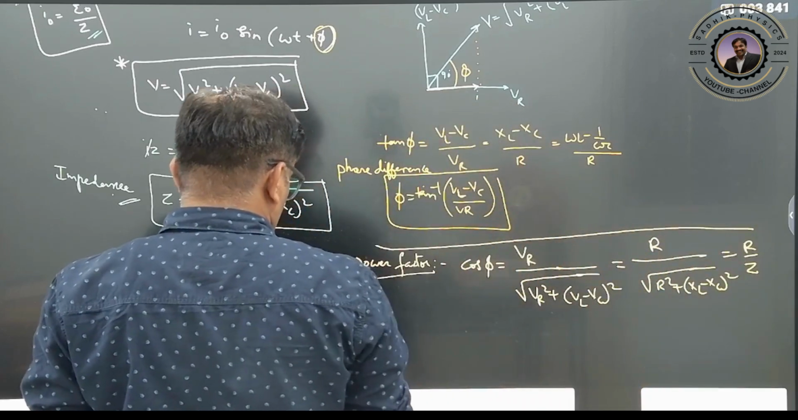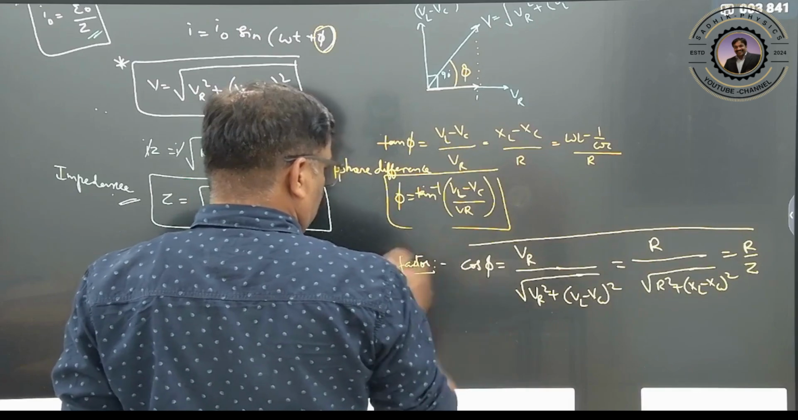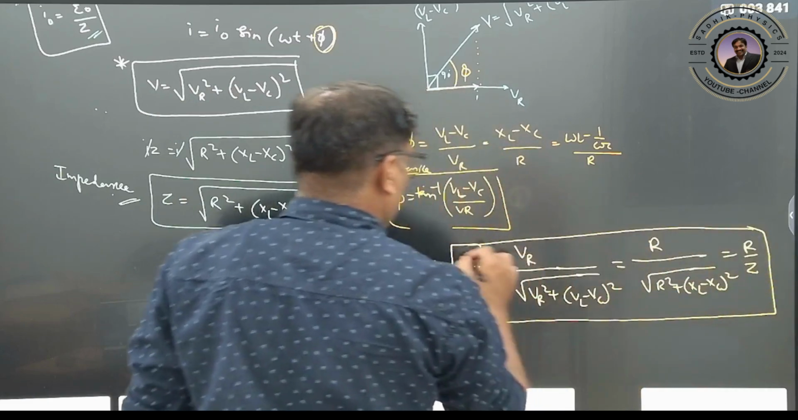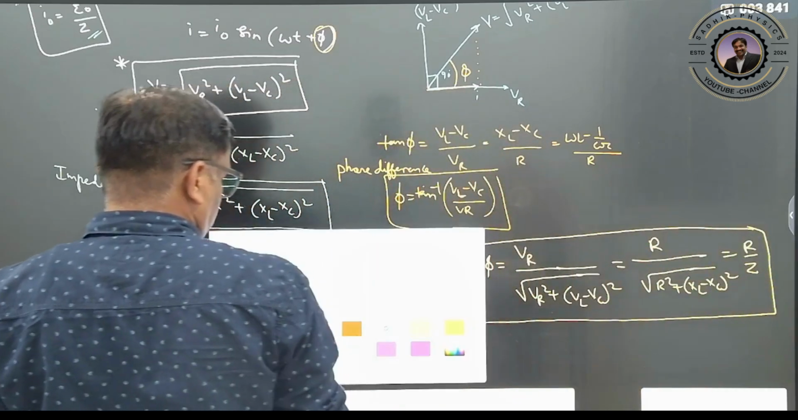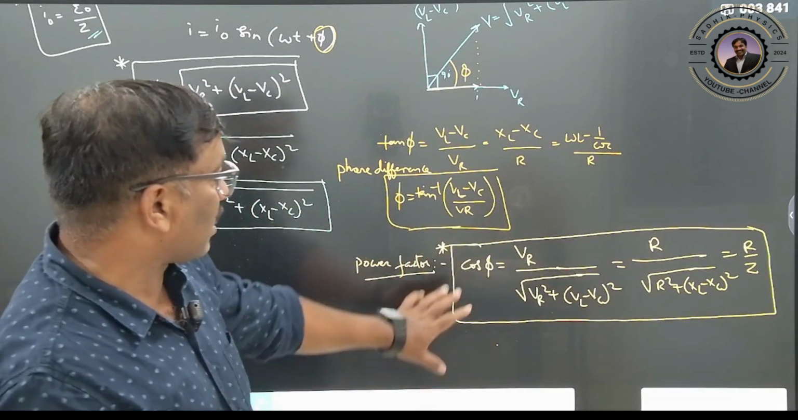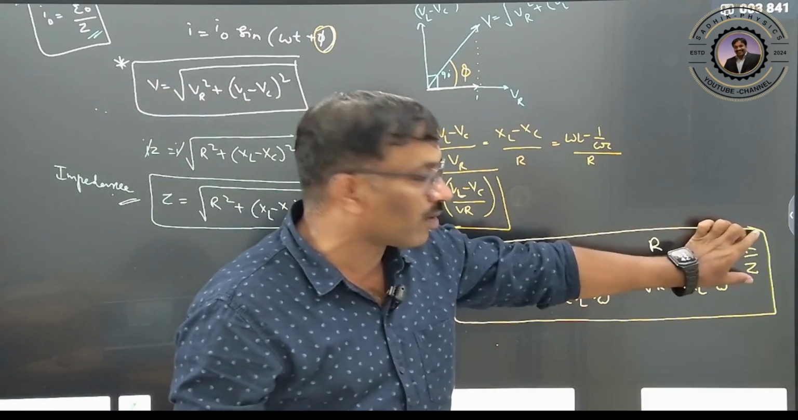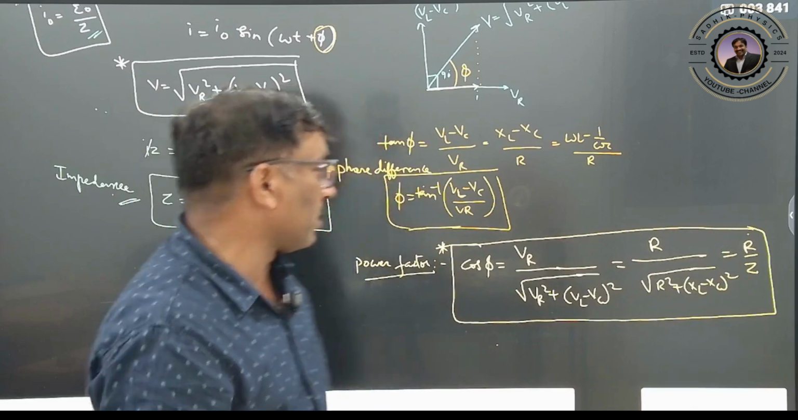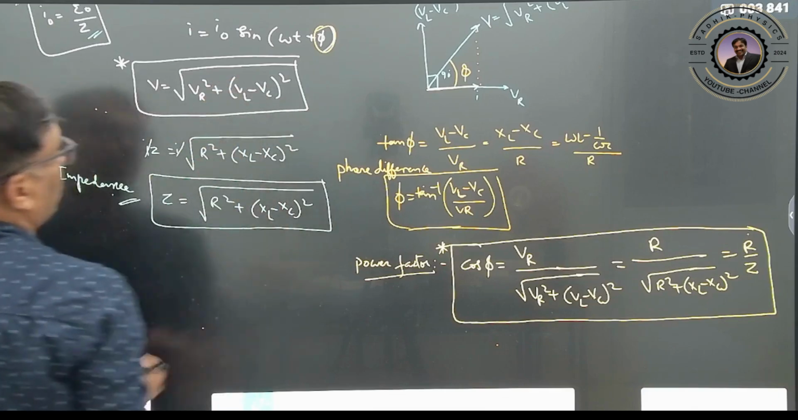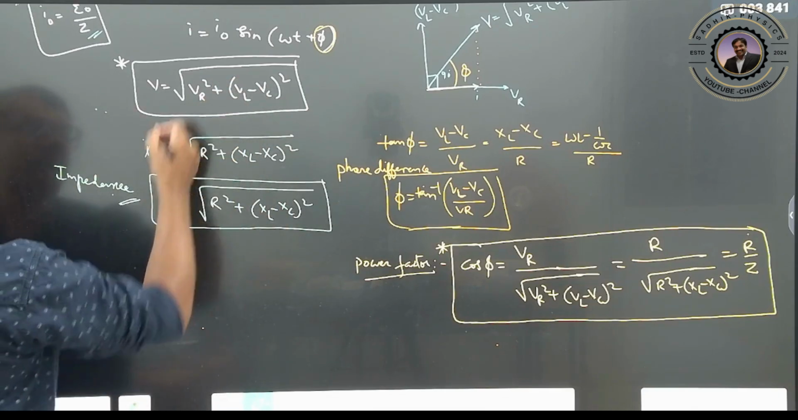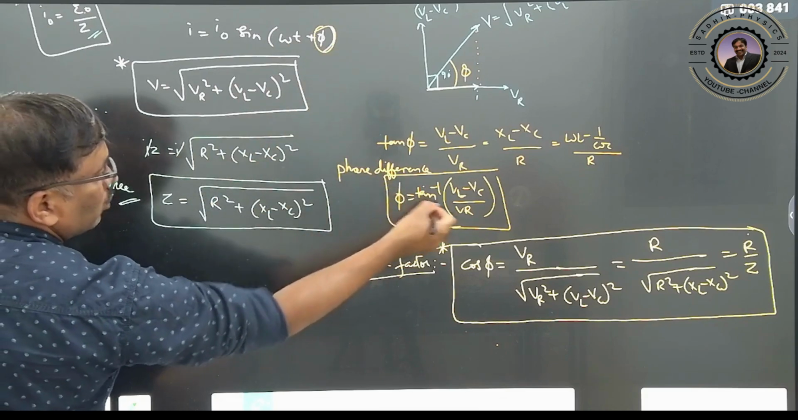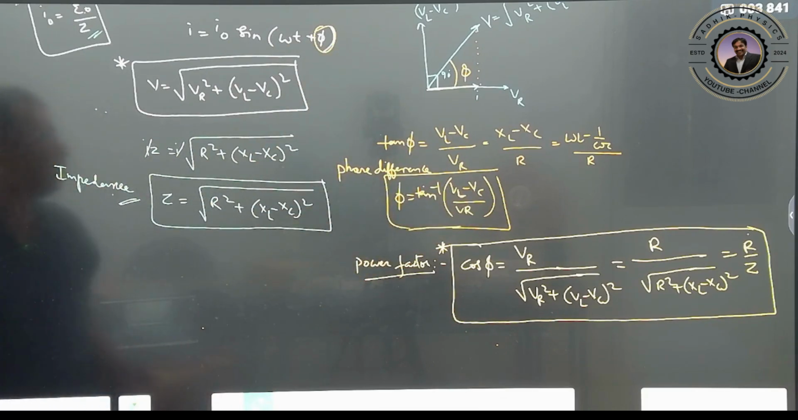This is your power factor. Very important. Clear? So in this way you can calculate the power factor. The most important formula for power factor is R by Z. This is most important. So I got this phi. What will your current be now? Current you can write as I naught, that is E naught by Z, into sine of omega t plus phi, where phi is equal to tan inverse of (VL minus VC) by VR.